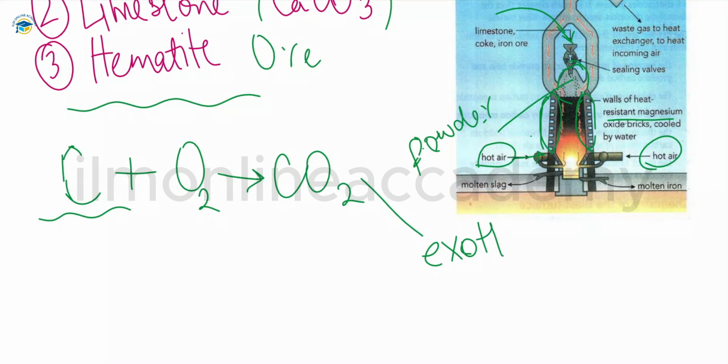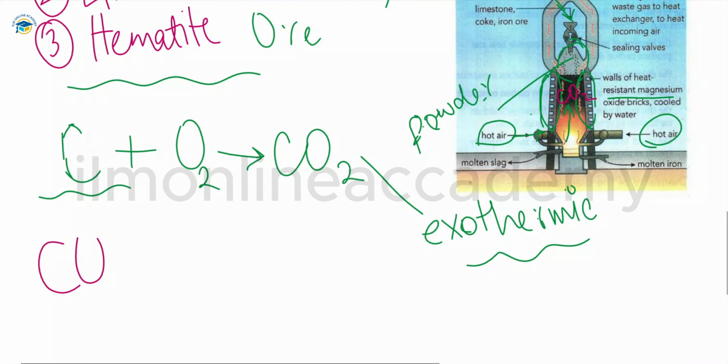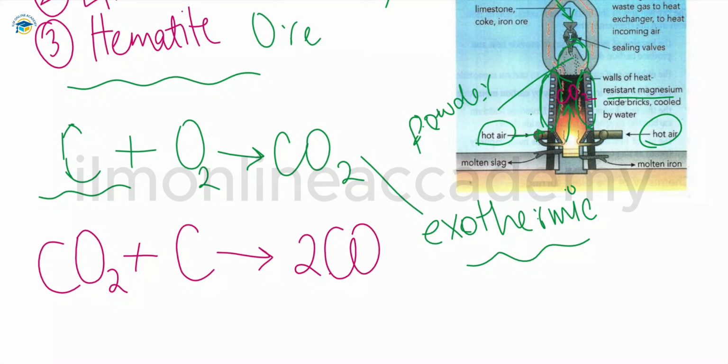Exothermic means a lot of heat is released when this reaction happens, because exothermic reactions are those which release heat. When carbon dioxide forms, it rises. You can see here CO2 rises above through the furnace. It reacts with more carbon and is reduced to carbon monoxide. So we have carbon dioxide from the first equation. When it rises to the top, it reacts with more carbon present in the form of coke, and then it forms carbon monoxide like this.